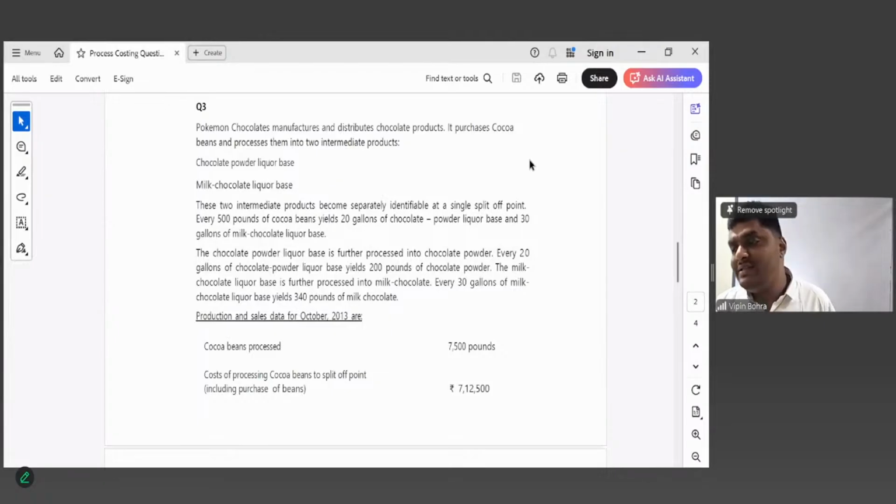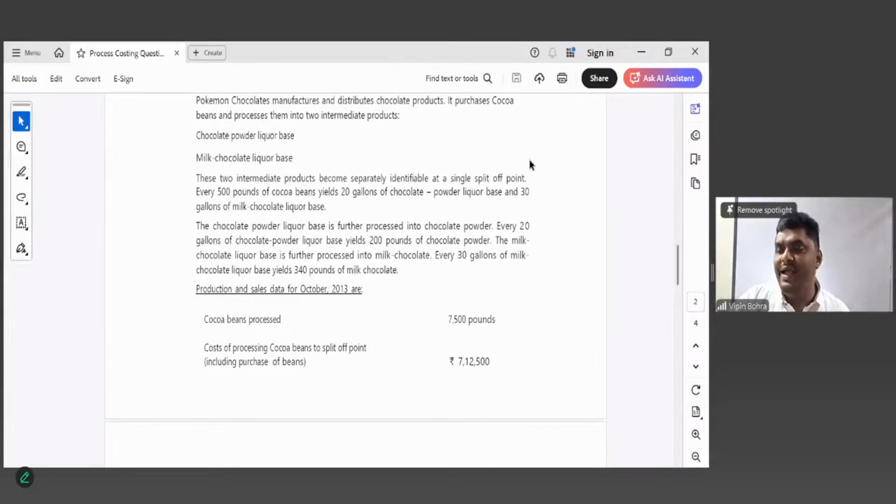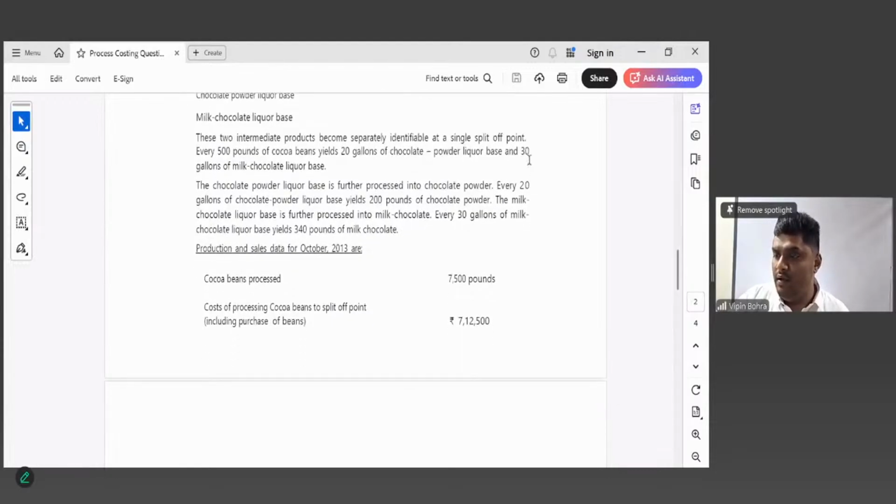So there are two intermediate products, that is chocolate powder liquor base and milk chocolate liquor base, and these intermediate products are manufactured from cocoa beans. And the details are given, wherein at split-off point, every 500 pounds of cocoa beans will yield 20 gallons of chocolate powder liquor base and 30 gallons of milk chocolate liquor base. Further, the chocolate powder liquor base is further processed into chocolate powder, and every 20 gallons will yield 200 pounds of chocolate powder, and the milk chocolate liquor base is further processed into milk chocolate, wherein every 30 gallons will yield 340 pounds of milk chocolate.